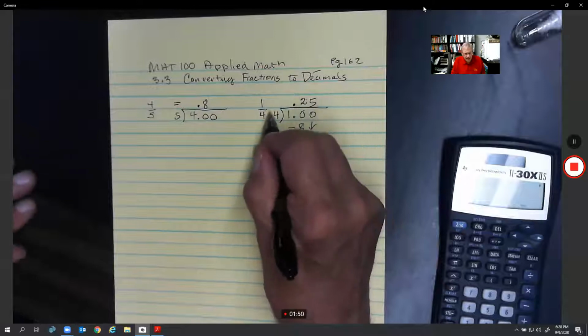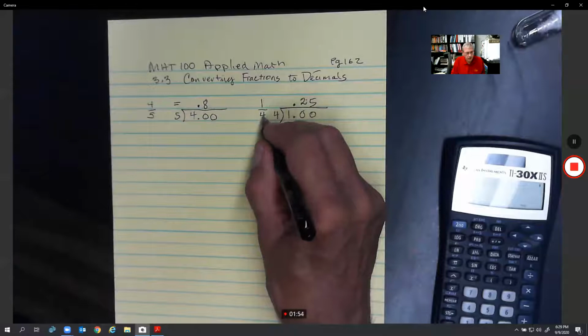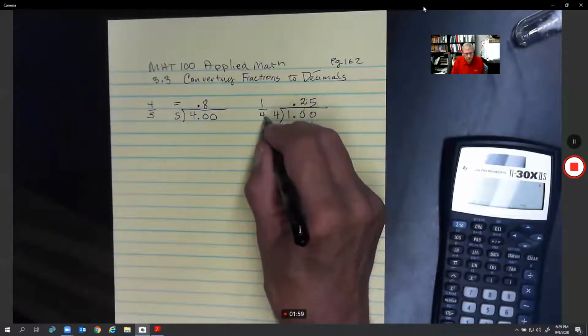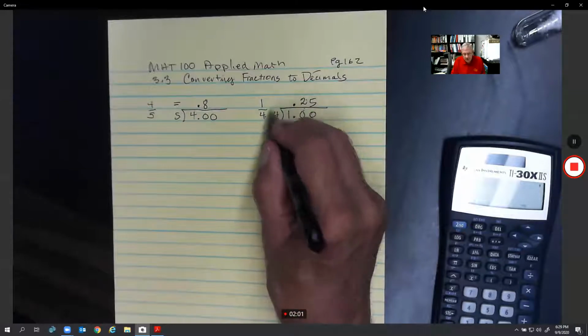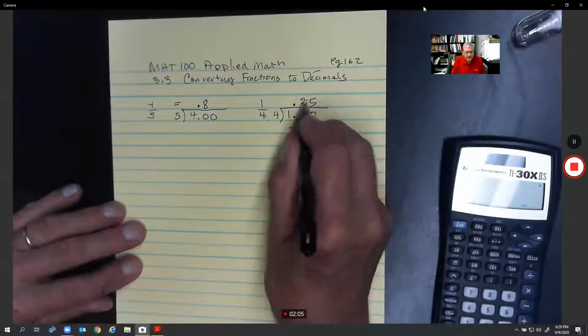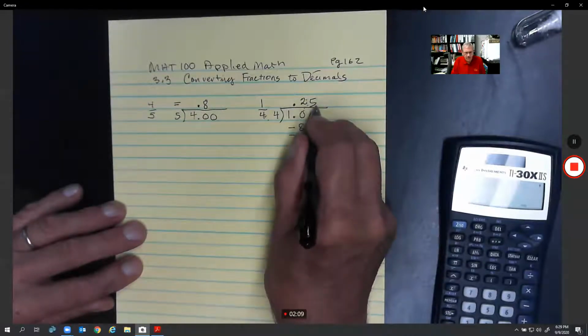Well, if you say it that way, it doesn't make much sense. 1/4, 25 cents. 1/4, a quarter of a dollar. 4 quarters make $1. See, 25 cents. So we're converting a fraction to its equivalent.